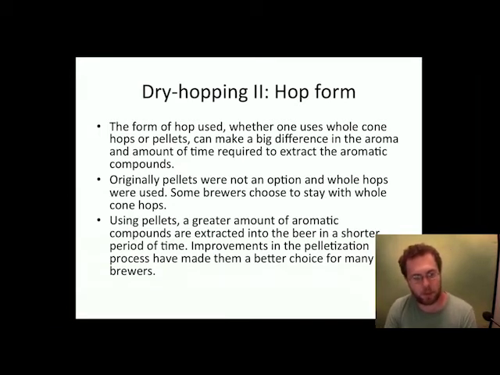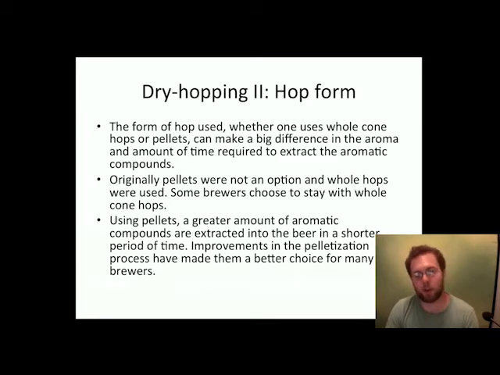So the form of the hops is really important. The whole cones, as we talked about in the hop products lecture, are typically perceived as having a better aroma than the pellets are, but as far as how much aroma and the amount of time that's required to get these compounds out, the pellets are usually better at extracting these aromas faster, whereas the whole cones can give you some grassy flavors, and they won't extract quite as fast as the pellets will.